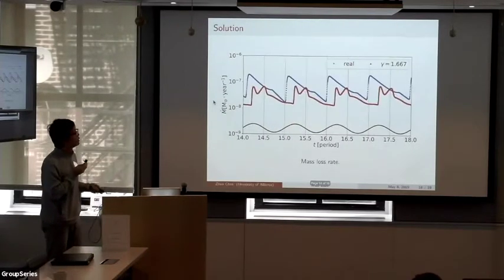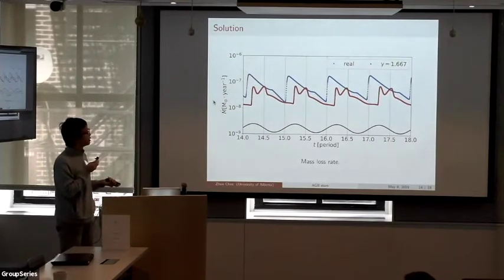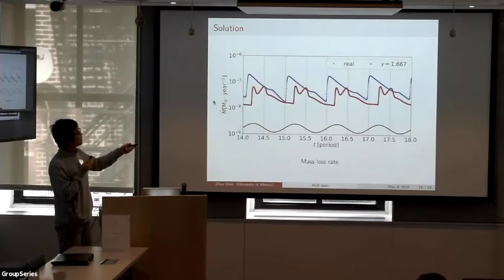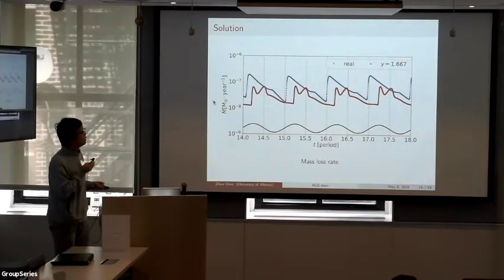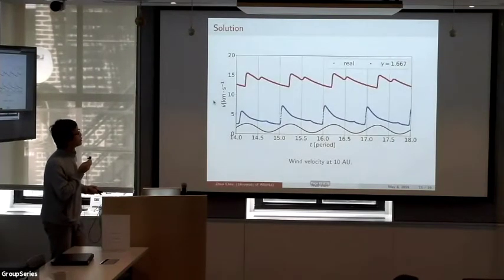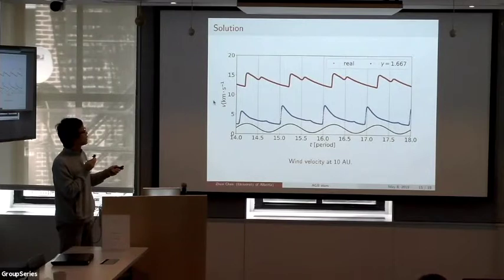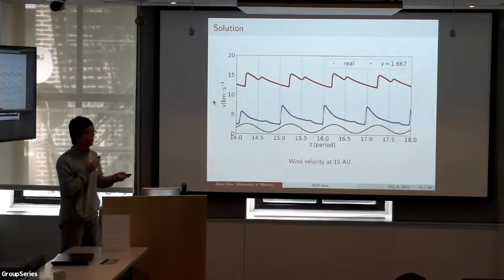This is the mass loss rate. And it's 10 to the -8, it's 10 to the -7. So the wind velocity at 10 AU, I recorded it in km per second, and we find that it's within a reasonable range, but the realistic gas will produce lower wind speed.